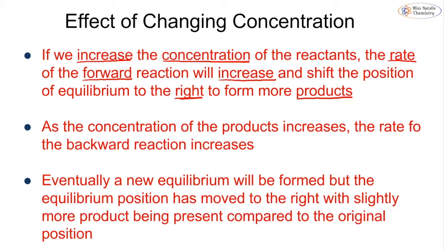So for example, if I have A plus B giving me C plus D, if I increase my concentration of A and B, I'm going to have more particles available to collide and react, so I'm going to make more of C and D. So that's making my equilibrium shift towards the right-hand side of the products. My composition is going to change to make more of the products.